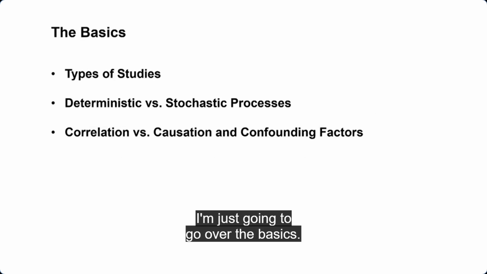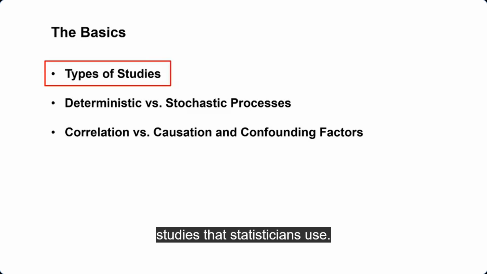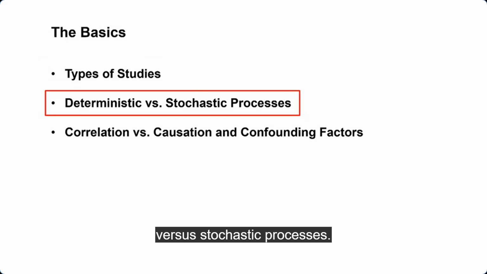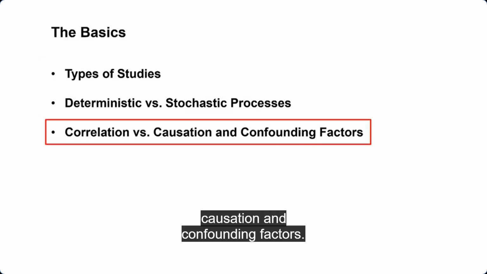So in this screencast, I'm just going to go over the basics. I'm going to cover the types of studies that statisticians use. I'm going to talk about deterministic versus stochastic processes. And then I'm going to talk about correlation versus causation and confounding factors. And these are all important things that you need to consider when we're studying statistics.